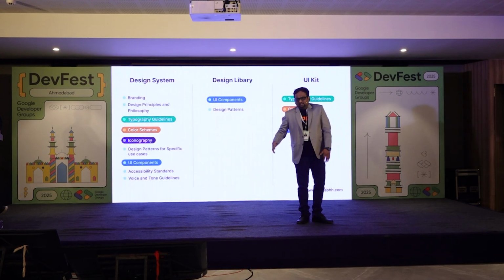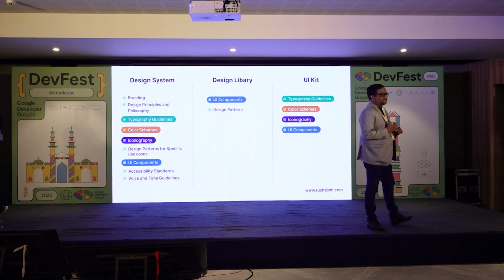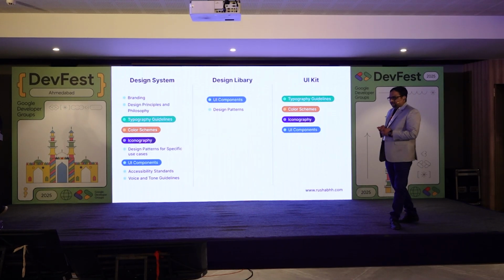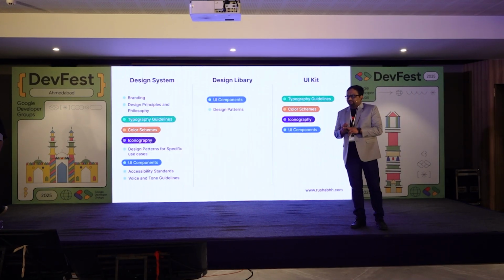Next. So there are mainly these three terminologies that most of the time we all get confused: design library, UIKit, and design system.